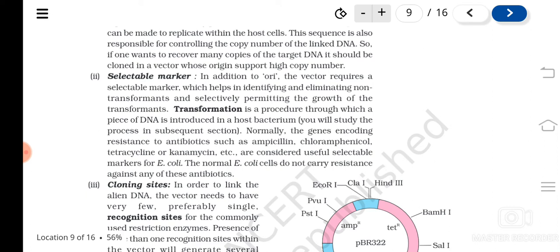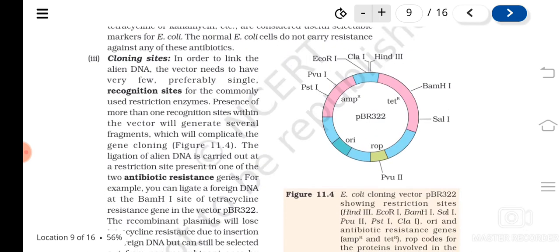Understood? So the selectable marker is used for identifying non-transformants and transformants, and transformants will be allowed to grow in the medium. These are gene sequences which usually provide antibiotic resistance. So what we are learning are the qualities of a vector. A vector should have an origin of replication, a selectable marker, and then next, cloning sites.